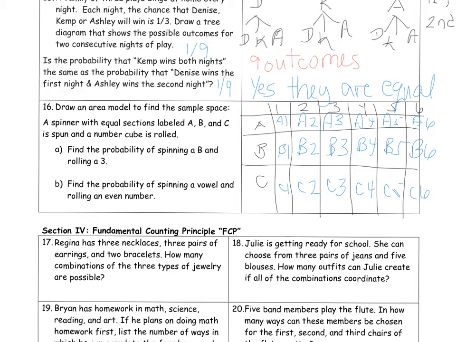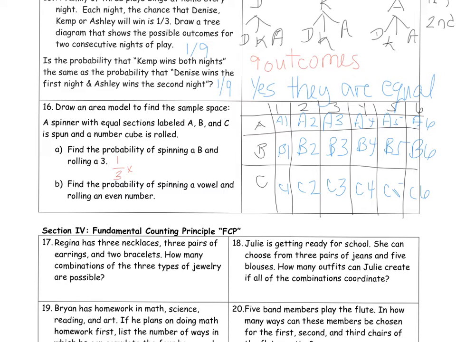So now that I've just gotten done sounding like a caller at a bingo game, the blue numbers are your sample space. That is your list. When we put it in the area model, I put A, B, C on the side and 1 through 6 on the top. You can do it in reverse, that's fine. So now there's our area model. Our sample space is the blue. We're asked to find the probability of spinning a B and a 3. Well, if we look, there is only one out of 3 chances that you're going to roll a B.